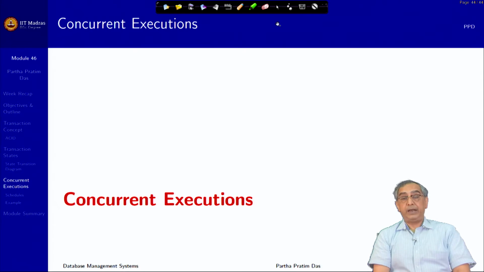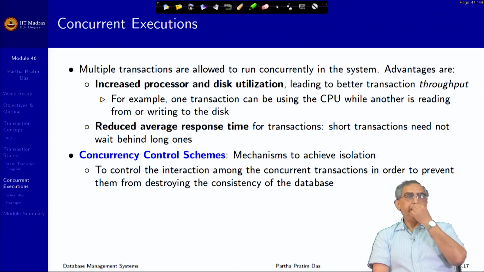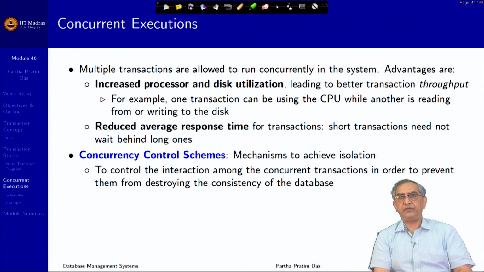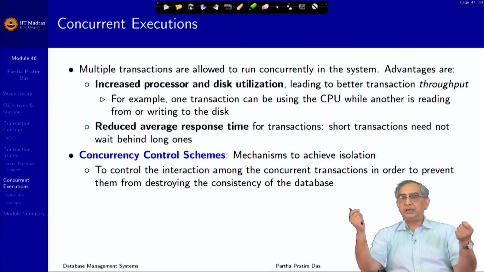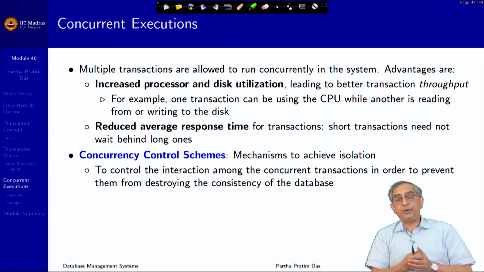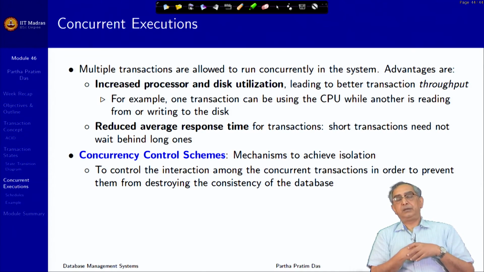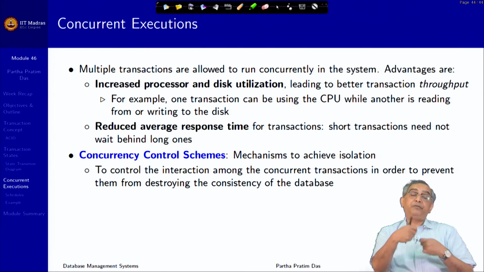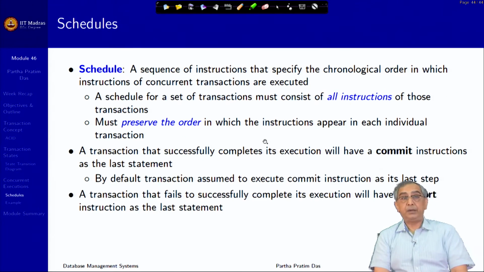Now, we will talk about concurrent execution, which is the most important thing. If we had done all transactions one after the other, then the throughput would be very low, because we need to increase the processor and disk utilization. For example, while one transaction is using the CPU, the other transaction can do some disk read write. These are independent, so they can be done concurrently. Also, you can reduce the average response time, because a short transaction which has fired later, while long transactions are going on, could be done ahead of the long transaction, so that effectively you have a better throughput. Right? So, these are the reasons you want to have concurrent execution, and for that you need a schedule.